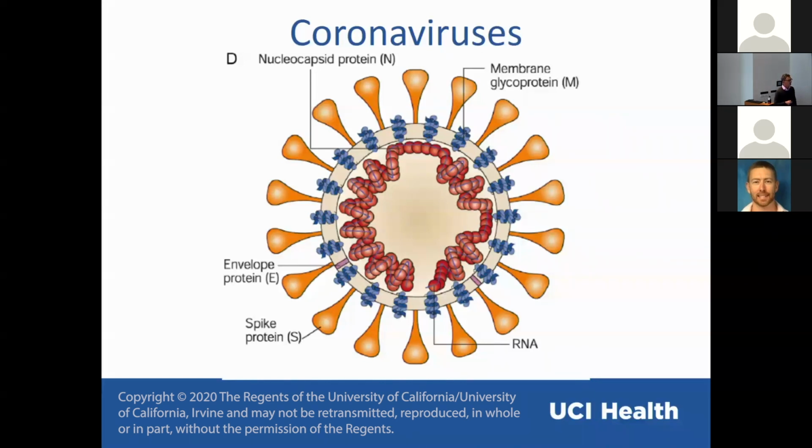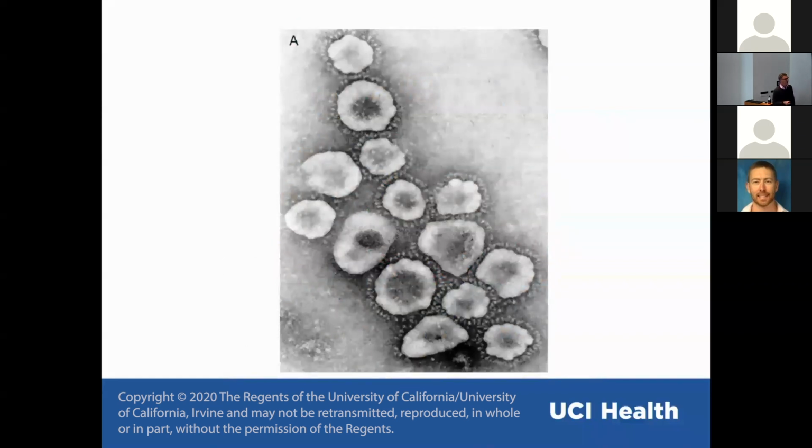Deep to the spike protein is the membrane glycoprotein, which forms a capsule around the nucleocapsid protein, and that in turn covers the viral RNA. The complex between the nucleocapsid and the viral RNA is shown in this thing that looks like a small intestine. And here is an electron microscopic picture of the virus, and I think you get a very nice idea of why these are called coronaviruses.